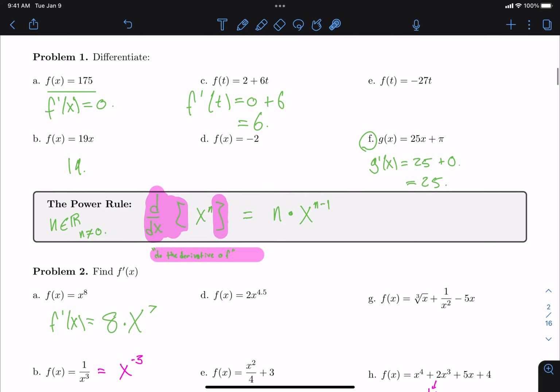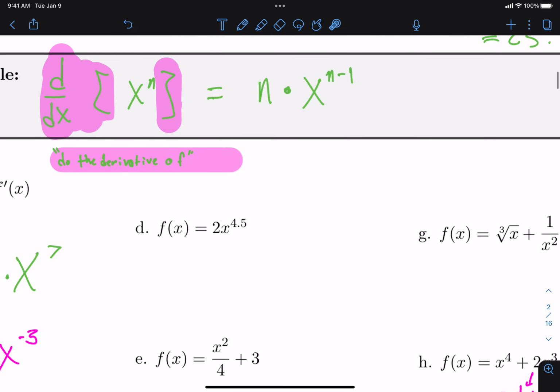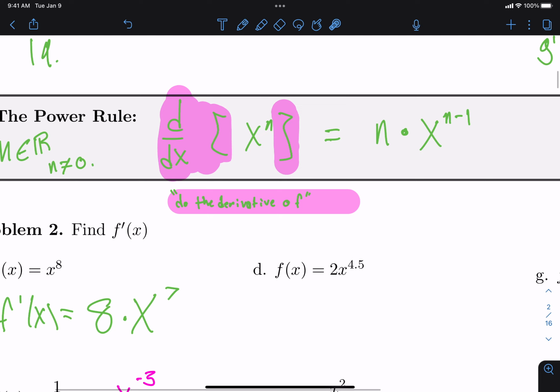So then we did some examples and we saw the power rule. That was the last one we learned, which says, look, if you want to do the derivative of something like x to the n, where n is a number, not 0, then the derivative will be n times x to the n minus 1. Okay, n times x to the n minus 1.